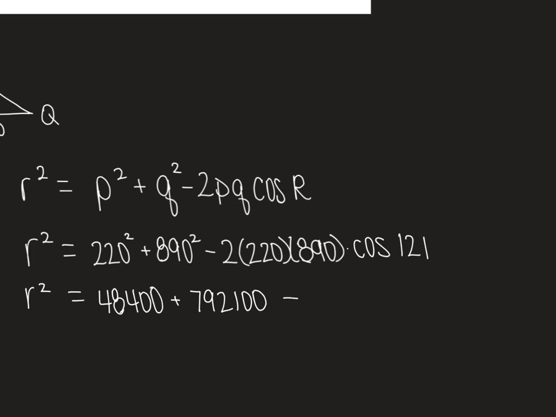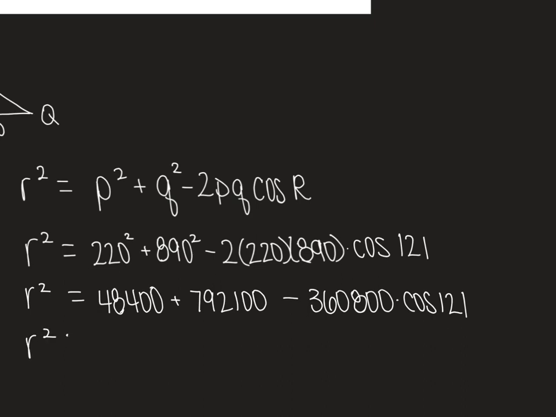Now notice that I didn't do any sort of multiplication to that. I'm just squaring those values. Now I can multiply 2 times 220 times 890. And I have a minus here already, so it's 360,800. And then times cosine of 121. We'll fill that in the next step. So far I just handled all the values.